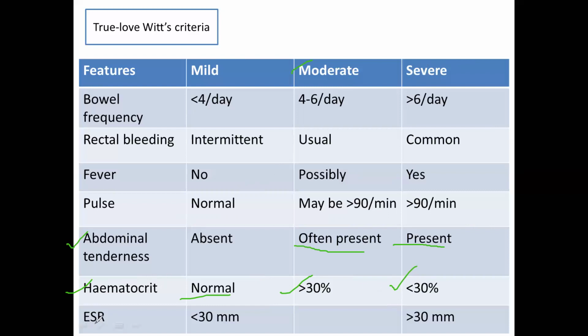The next point is ESR, that is erythrocyte sedimentation rate. If it is less than 30, then it is usually considered mild. Again, in moderate, it can be less than 30. But in severe condition, that ESR is always raised, and it is usually more than 30 mm. So this is the Truelove-Witts criteria, on the basis of which you can classify inflammatory bowel disease into mild, moderate, and severe. Now we will see the clinical features of inflammatory bowel disease.